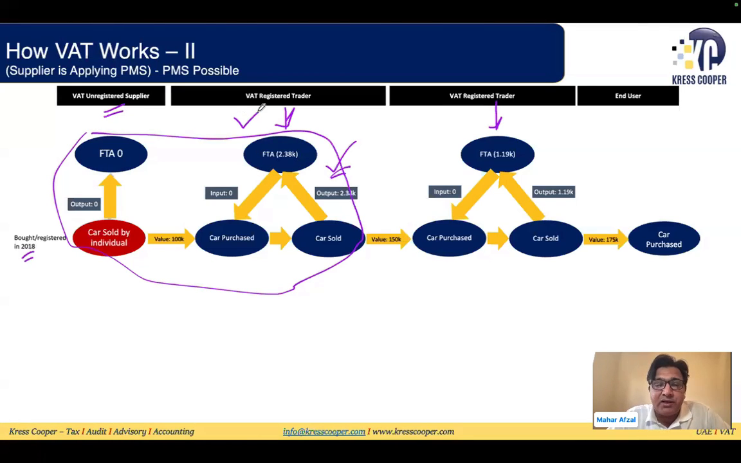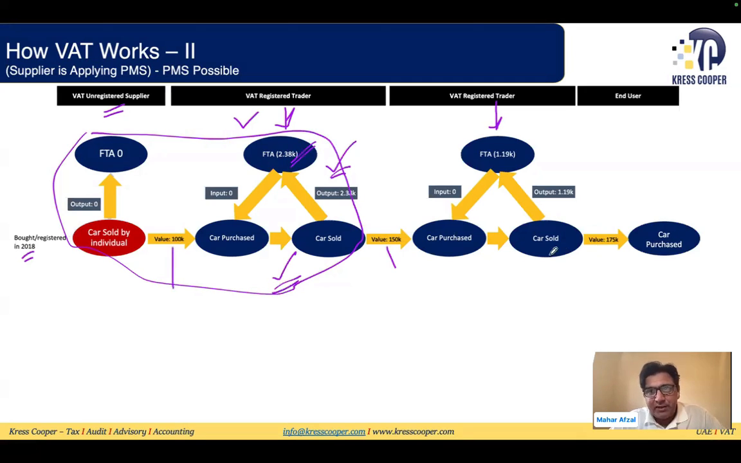Goods are coming into the list of the goods. Goods are being bought from the unregistered seller and goods have already been taxed in the UAE. Means tax on these goods has already been paid to the FTA. So this person can apply the profit margin scheme. If this person is applying the profit margin scheme, selling at 150K, buying at 100, 150K less 100, 2.38 will go to the government.